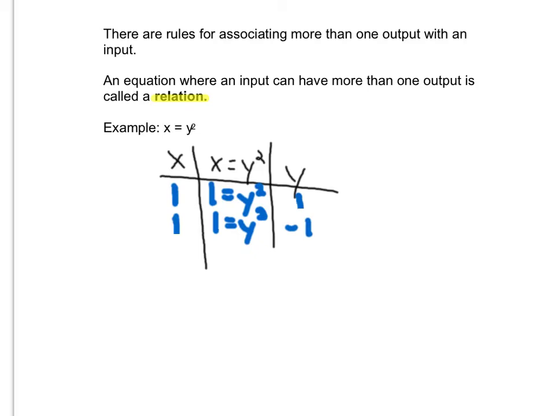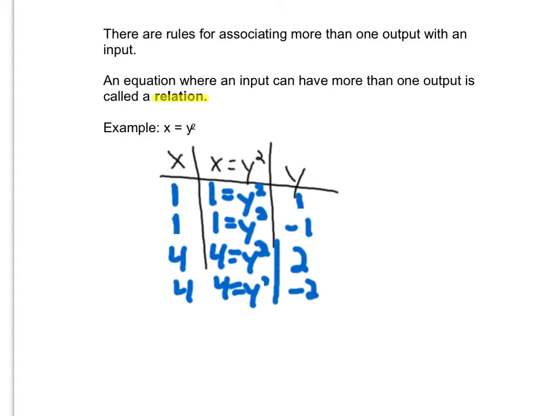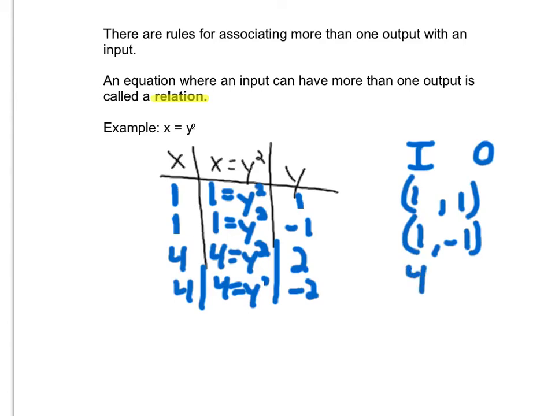Now, again, let's do another number. Let's say I put in 4. Well, 2 times itself gives me 4. And -2 times itself gives me 4. We can go ahead and continue our table here a little bit. So now if I put my inputs and outputs and write them as ordered pairs, I've got 1 and 1. But I've also got 1 and -1. And 4 and 2. And 4 and -2. So notice what's happening.